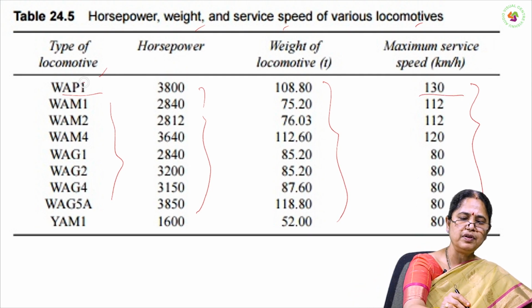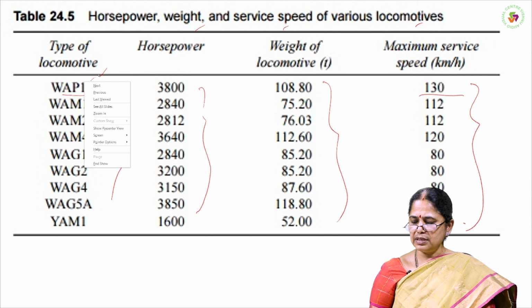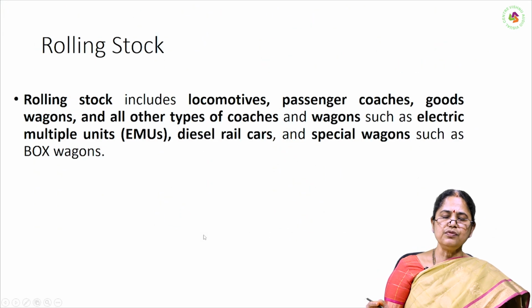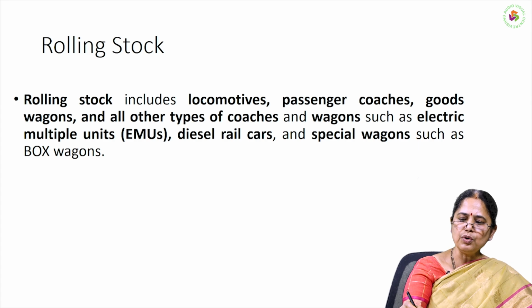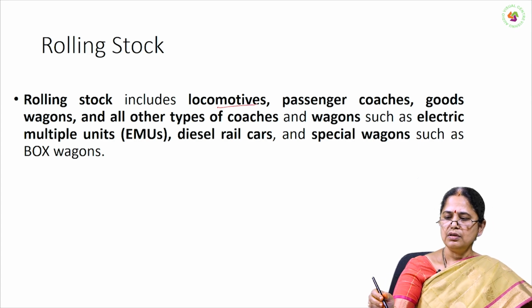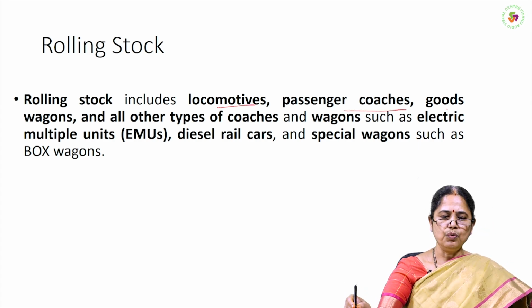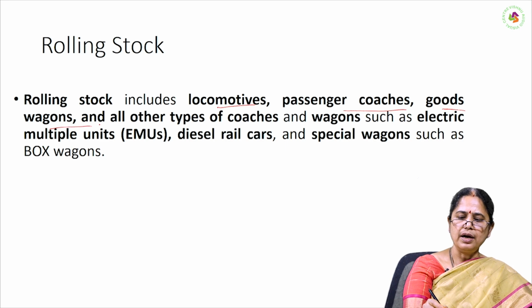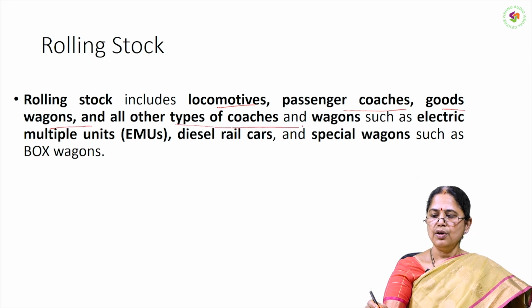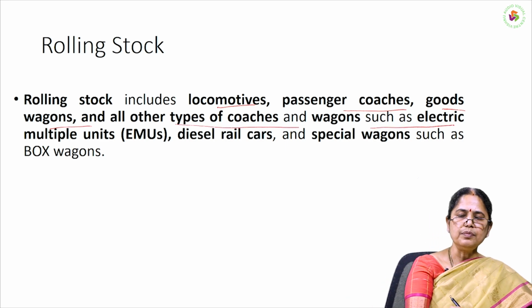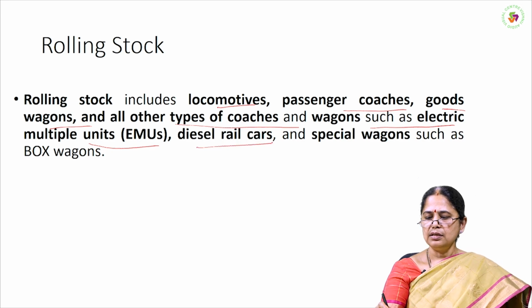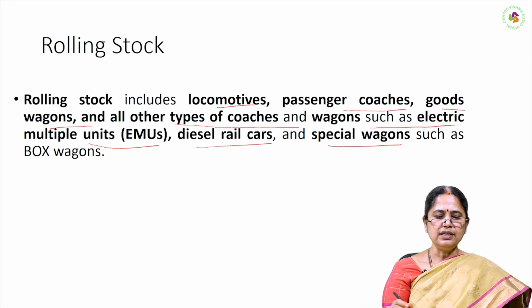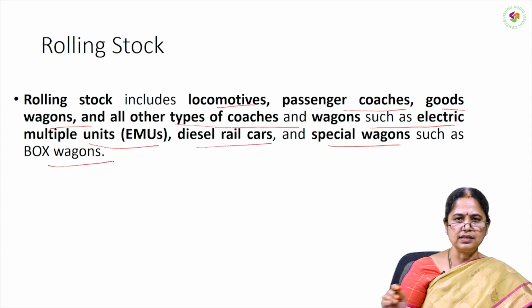Passenger. P1 means this is a particular passenger train. Next we see the rolling stock. What is rolling stock? Rolling stock includes locomotives, passenger coaches, goods wagons, and all other types of coaches and wagons, such as electric multiple units, EMUs, diesel rail cars, and special wagons such as box wagons.